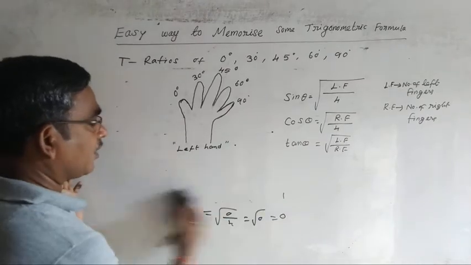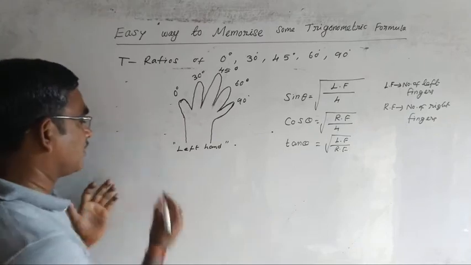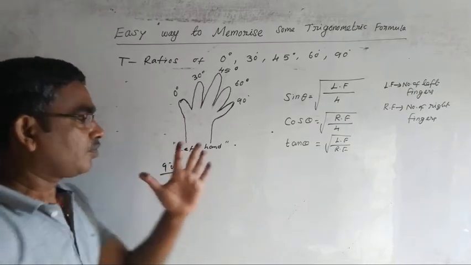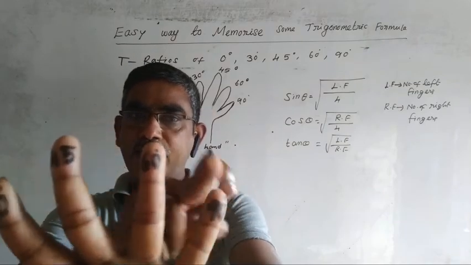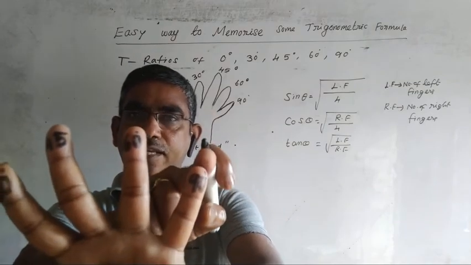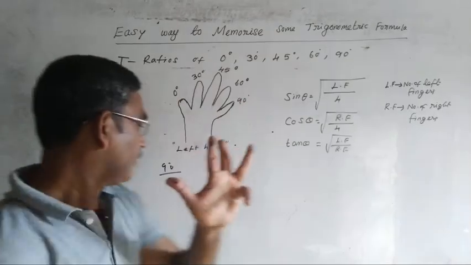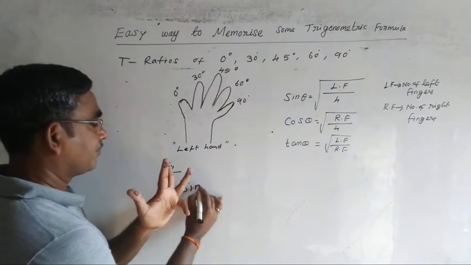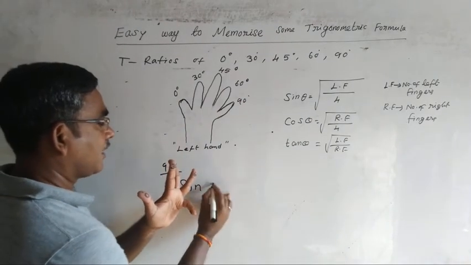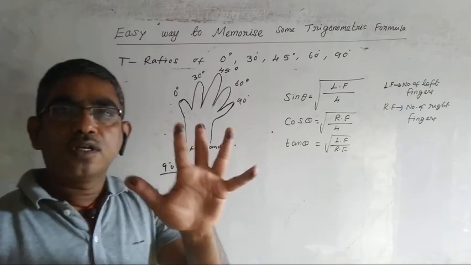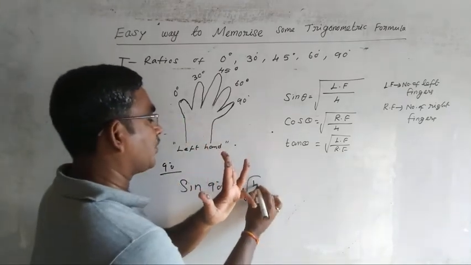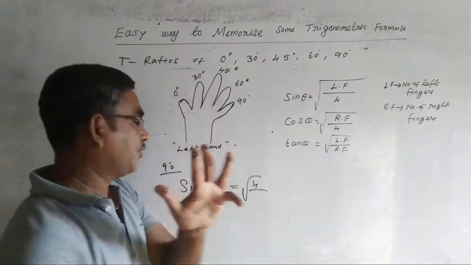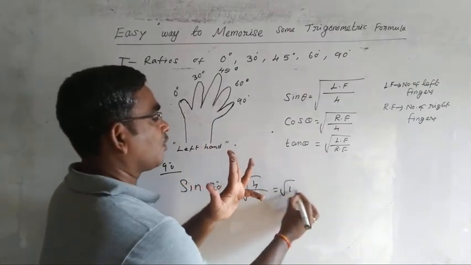And in the same way, we can go for 90 degree. For example, you can see this is 0, 30, 45, 60, 90. So 90, close it. Sin 90 is equal to left finger, divided by 4. Left finger becomes 4: 1, 2, 3, 4. Square root of 4 by 4, it is 1.